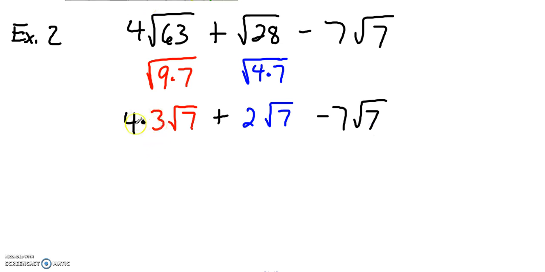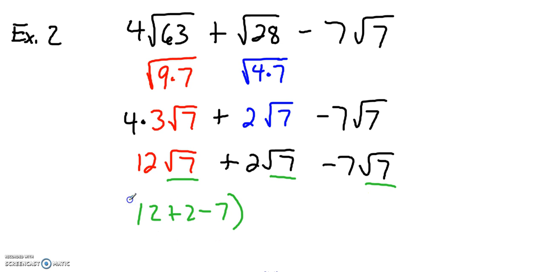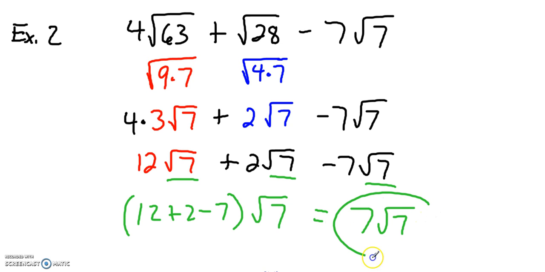All right, the only other thing to do is go ahead and do the 4 times 3 and make it 12. And now they're all like terms with the square root of 7, so you can just go back and add the numbers in front. So really it's 12 plus 2 minus 7, and all that's times the square root of 7. So we've got 14 minus 7. So eventually for that one you get 7 square root of 7.